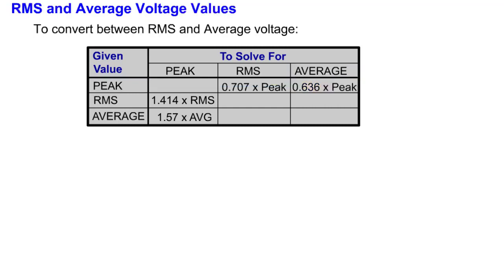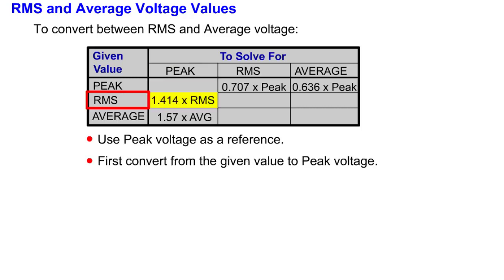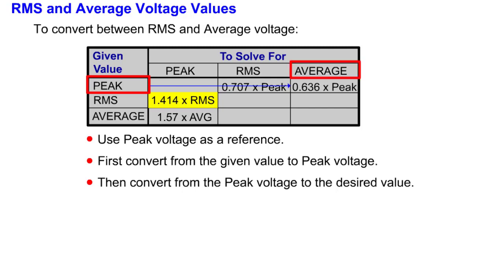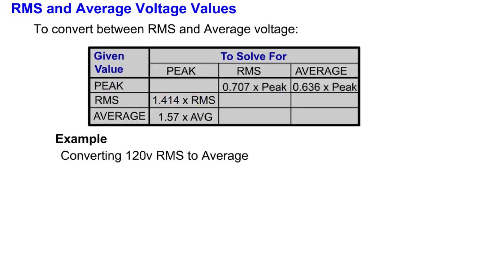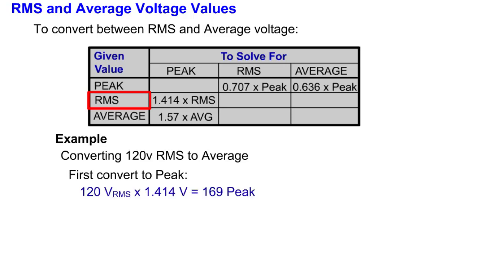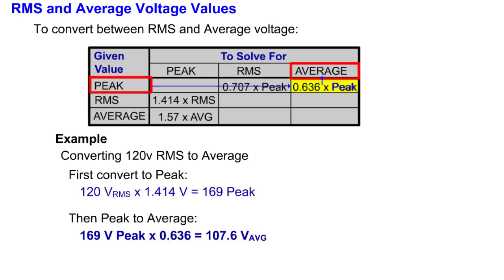To convert between RMS and average voltage, use peak voltage as a reference. First, convert the given value to peak voltage, then convert from the peak voltage to the desired value. For example, when converting 120 volts RMS to average, first convert to peak as shown. Then convert peak to average as shown.